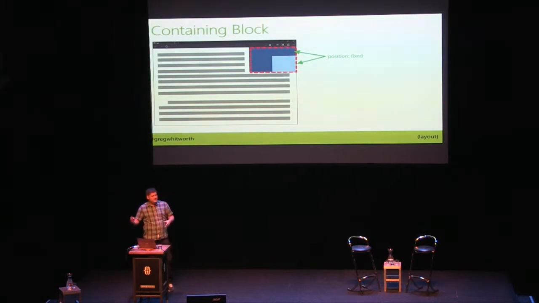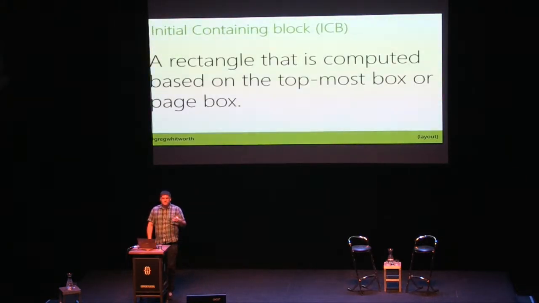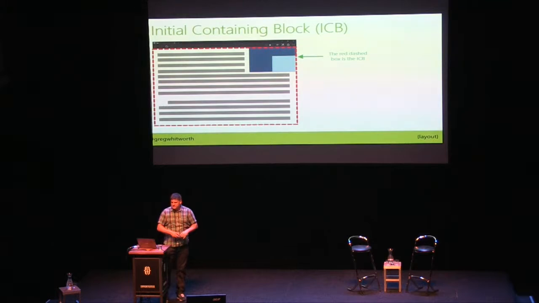So it positions its inline and block directions to that origin. The dark blue box, because in this example there are no other ancestors that match that, has its containing block as the initial containing block. The initial containing block is the rectangle computed based on the topmost box or the page box. So in that same example, the ICB is this red dashed border, which is usually your viewport.